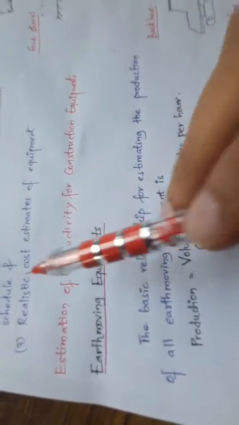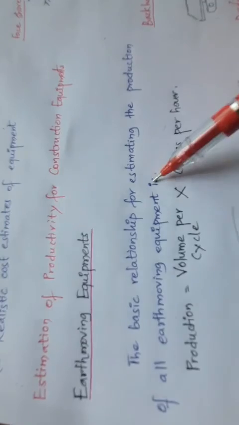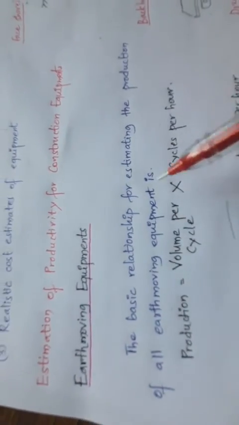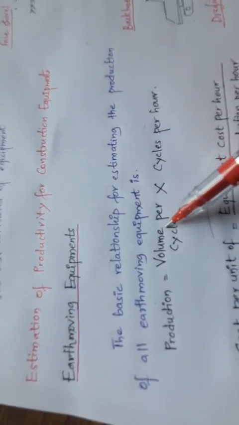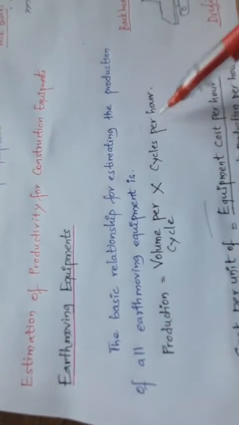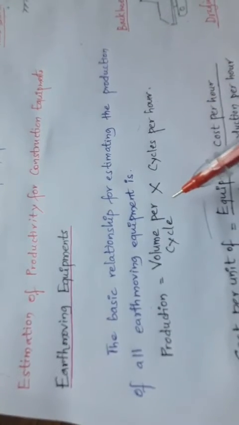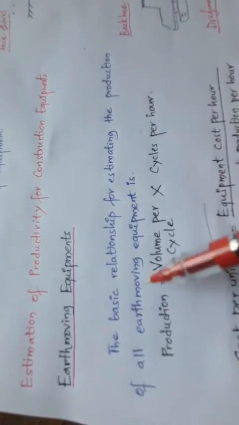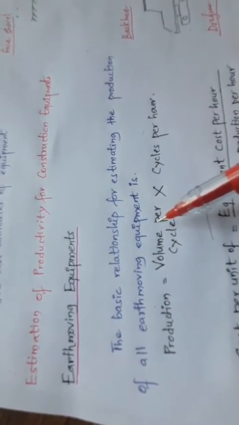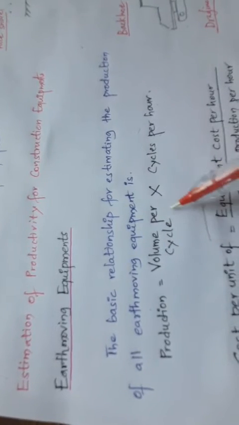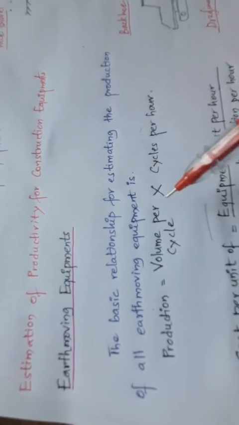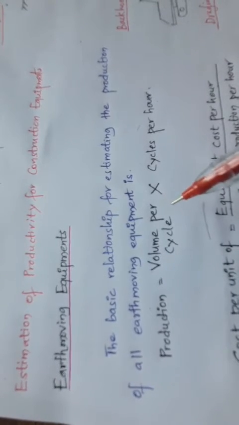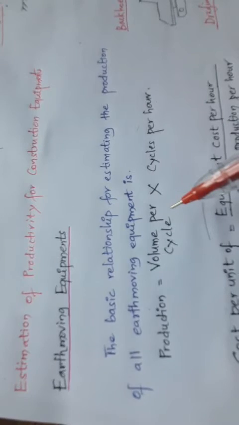See here, the basic operation for estimating the production of all earth moving equipment is given by: production is equal to volume per cycle times cycles per hour. You have to remember this. This is the basic relation to estimate the production of any kind of earth moving equipment. Here, how do you define volume per cycle? It represents the average volume of material moved per equipment cycle.